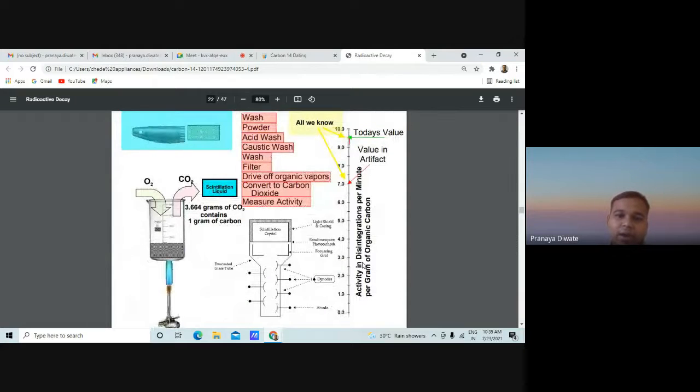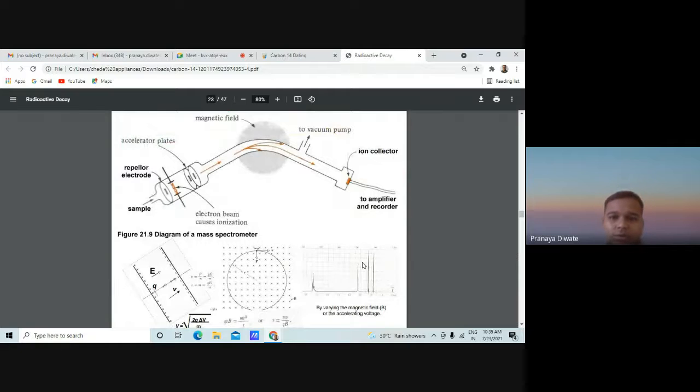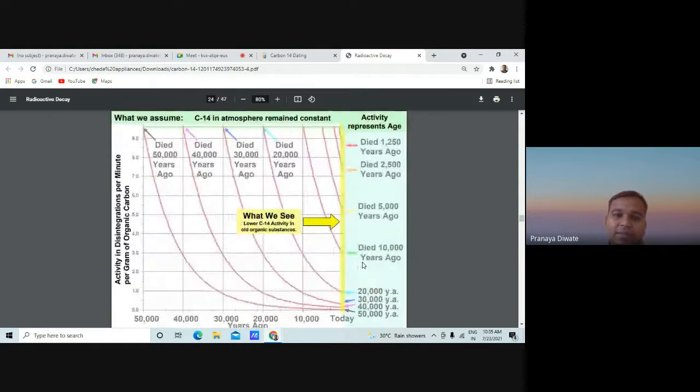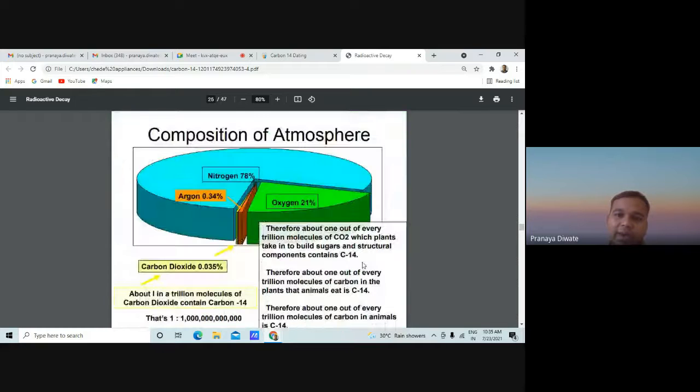So then you have a different kind of mechanism involved in this. Now how can you measure the carbon isotope? You use the AMS method, that is accelerated mass spectrometry. When you have a sample, you can analyze it. This is the composition of the atmosphere.